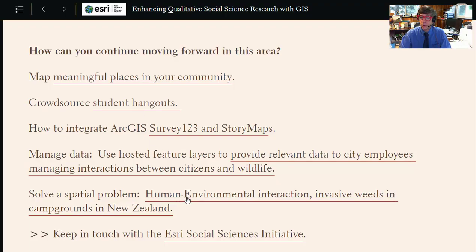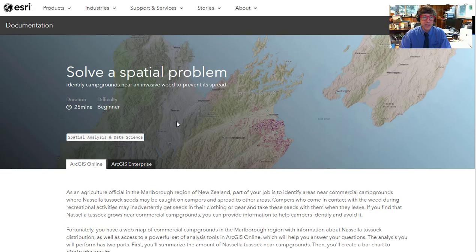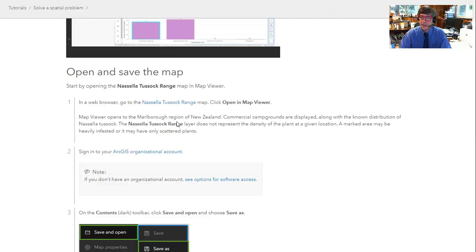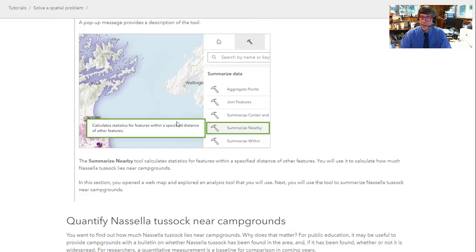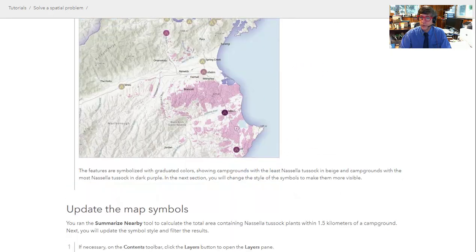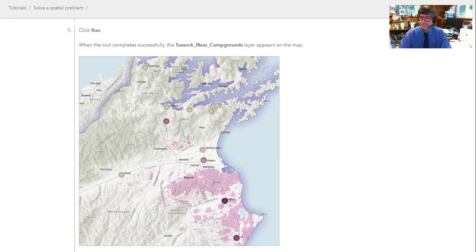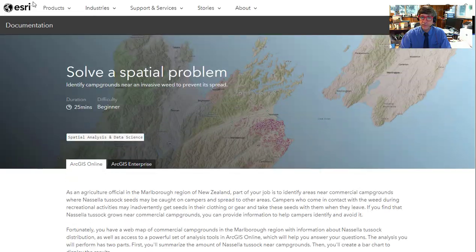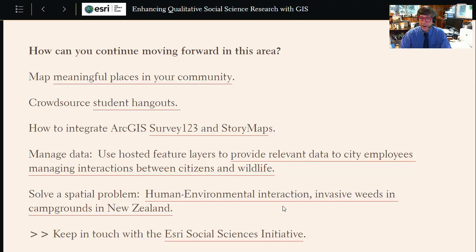Solving a spatial problem, human-environment interaction, invasive weeds in campgrounds in New Zealand. I've actually taught this lesson many times in workshops. It's a very compelling lesson, and I encourage you to go through that. It's in a fascinating part of the world too, New Zealand, and we're looking at invasive species and campgrounds and human interaction.